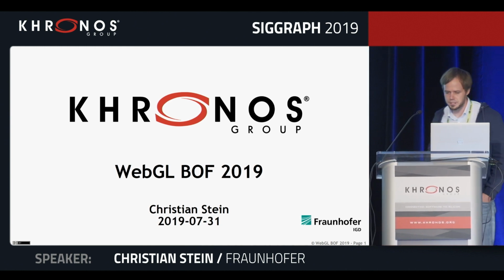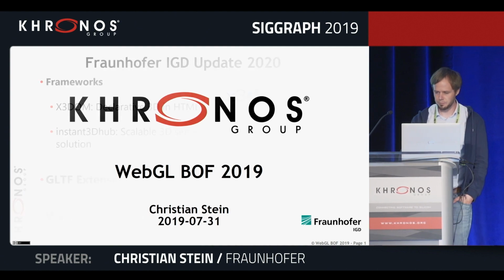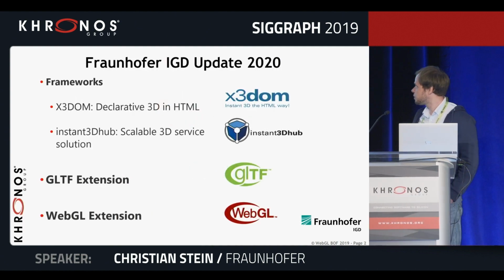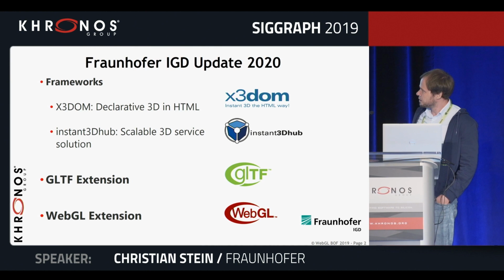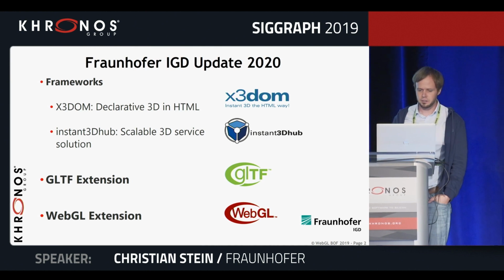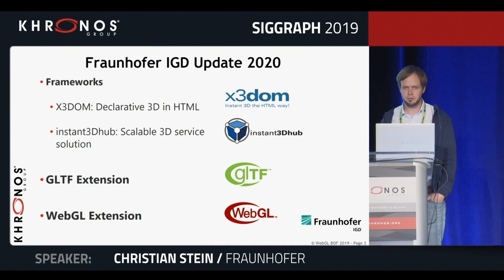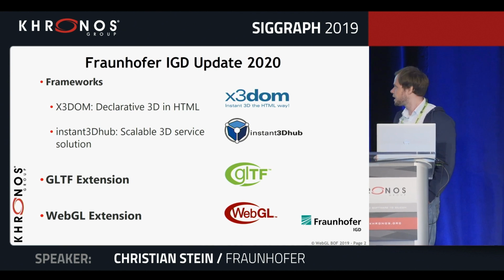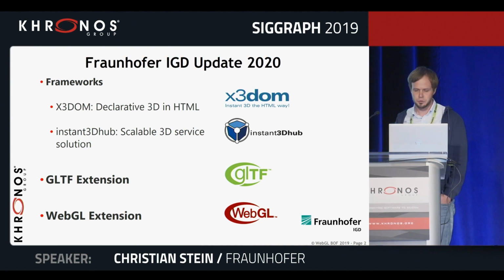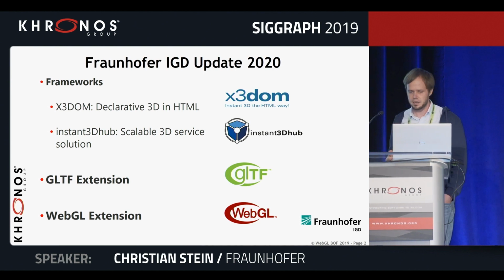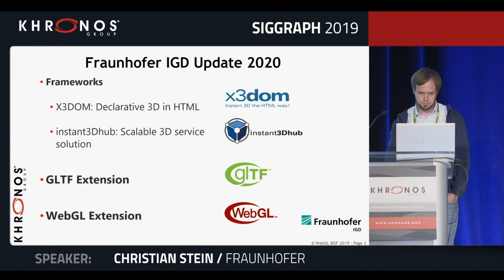Yeah, hi everyone, thanks for the introduction. I'm going to jump through a number of topics, so I'm going to quickly state the difference here. XFreedom is our declarative solution for 3D rendering directly in the canvas by embedding the X3D scene graph into the DOM. And in contrast, Instant 3D Hub is our scalable 3D service solution for visual computing tasks in industrial use cases.